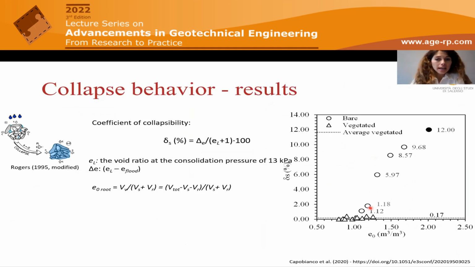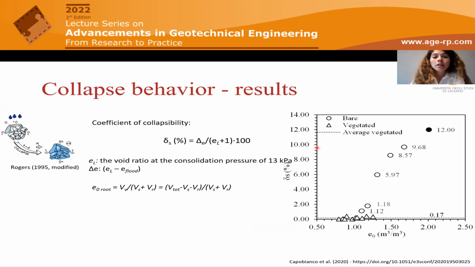Finally, we did these oedometer tests under 13 kPa of consolidation pressure, starting from the same saturation degree, and then we basically flooded the oedometers with distilled water and measured the displacement after the collapse for each test. And we calculated afterwards the coefficient of collapsibility due to wetting according to this formula. Then we compared the results of the vegetated specimens with the ones that we did previously on the bare soil.